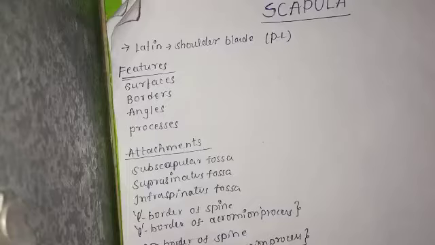Hello everyone, in this video let us discuss about scapula bone. Scapula bone is present at the posterolateral aspect of our thoracic cage. It has mainly two surfaces, three borders and three angles, finally three processes. Let us discuss all these features in detail.